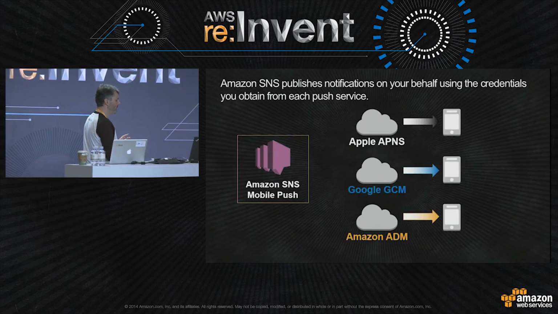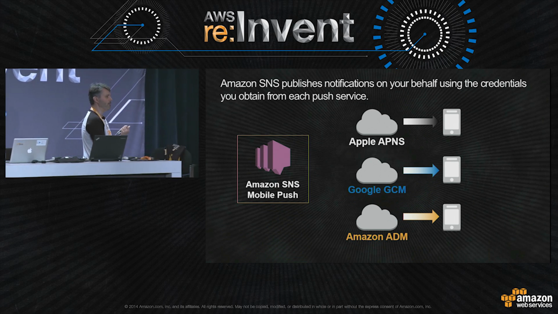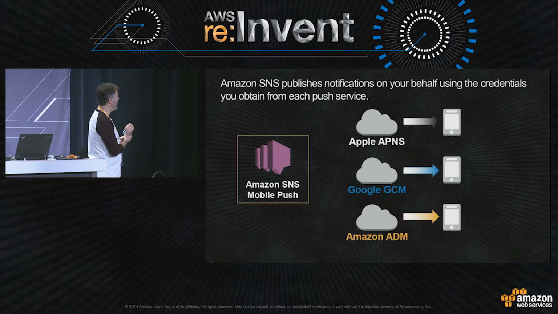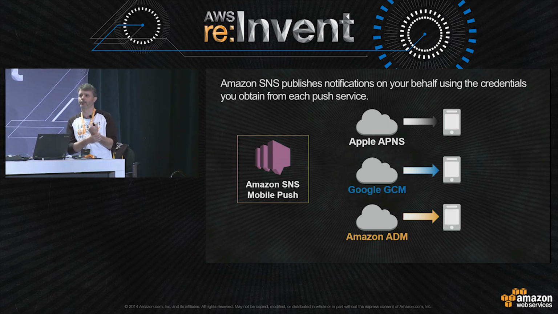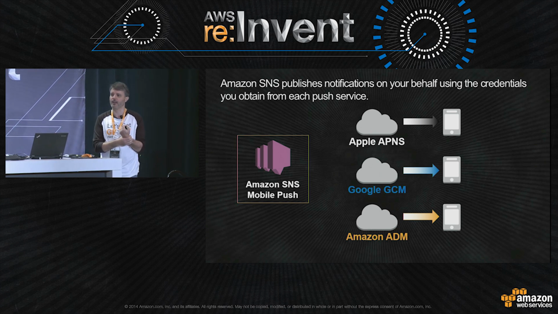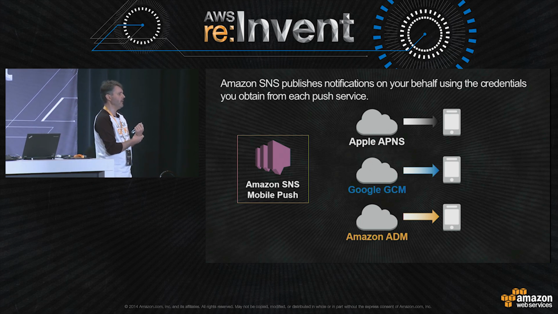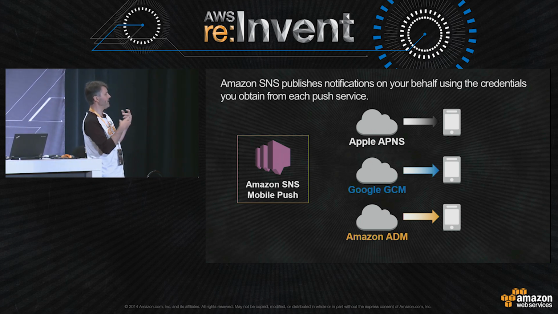So let's first start with push notifications. Push notifications are made through a service called SNS. It's a quite old service within the AWS platform. It's a publish and subscribe service at the origin, so a service that you can use to broadcast messages to multiple subscribers. The core concept of SNS is a topic.